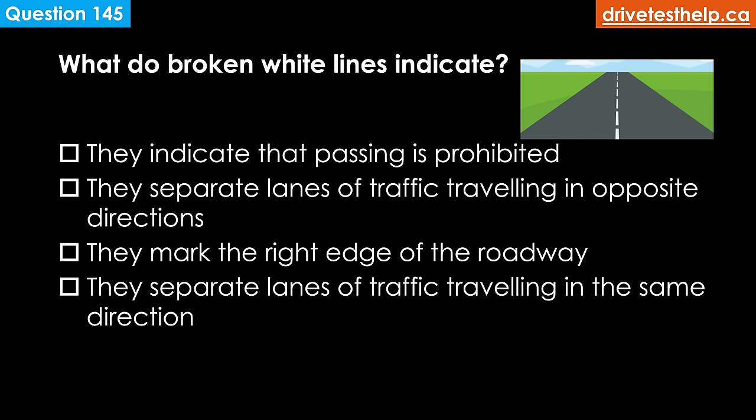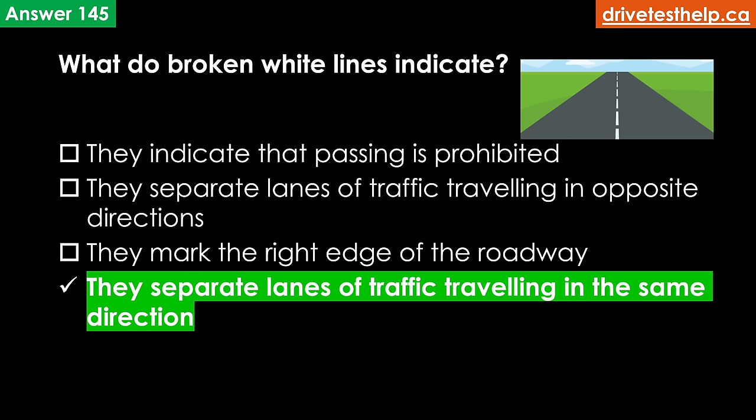What do broken white lines indicate? They indicate that passing is prohibited. They separate lanes of traffic traveling in opposite directions. They mark the right edge of the roadway. They separate lanes of traffic traveling in the same direction. The correct answer, they separate lanes of traffic traveling in the same direction. You may cross a broken white line to pass or change lanes.